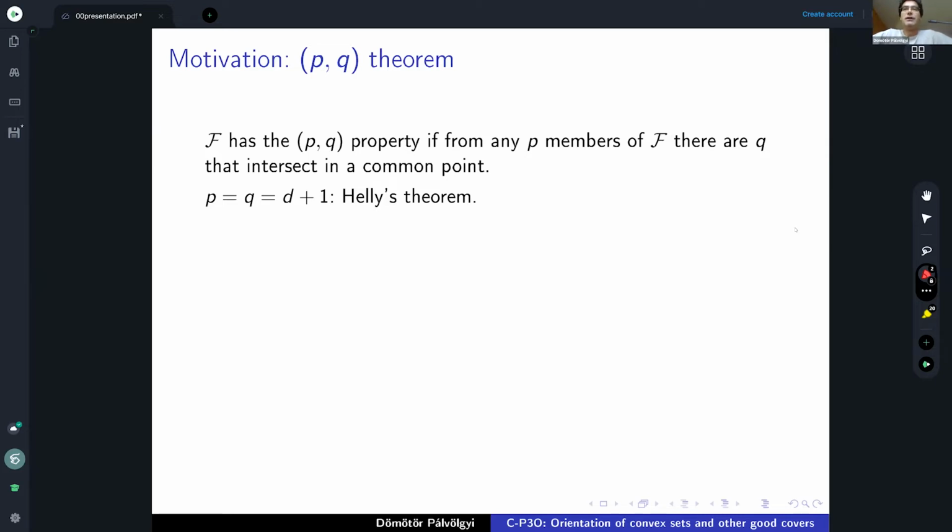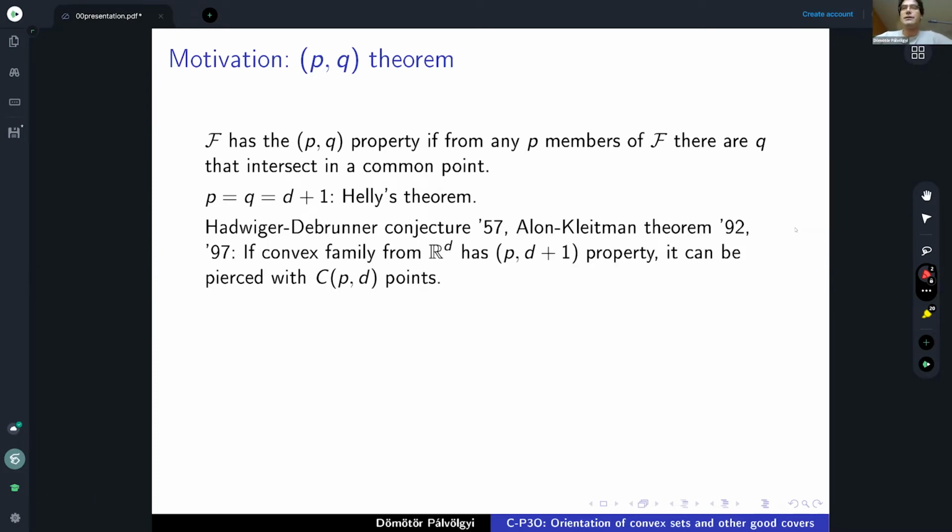Helly's theorem says that whenever you have a family of convex sets, and from any D plus 1 of them you can choose all D plus 1 so that they have a common point, then the whole family can be stabbed by 1 point. Sorry, maybe I should have mentioned this in a later slide. So Helly's theorem says that there is one stabbing point, and Hadwiger and Debrunner conjectured that in general there's always a finite number of stabbing points.